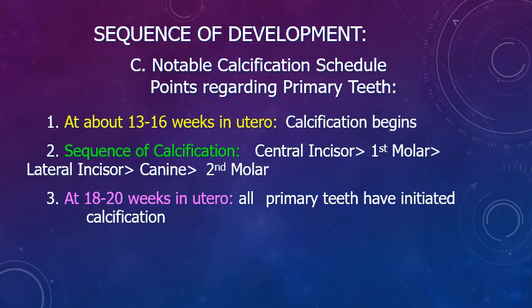So by 18 to 20 weeks in utero, all of the primary teeth have initiated calcification, and they are at different stages of calcification. For instance, one tooth may be at the cap stage or bell stage, and in others it has just started to form. So although they may be at different stages of mineralization, all the primary teeth have initiated calcification by 18 to 20 weeks in utero.